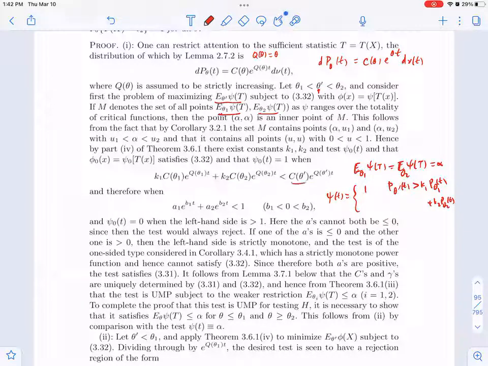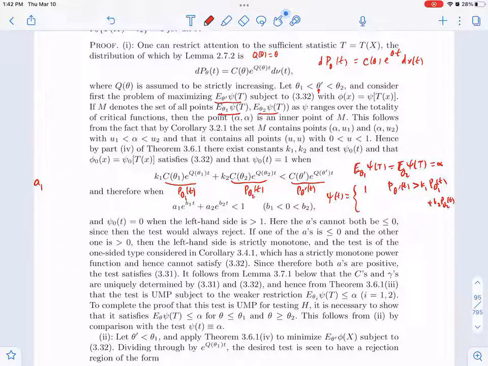So that's P theta prime of T, that's P theta 2 of T, that's P theta 1 of T, okay? So we're going to reject when this happens, and then you can divide by P theta prime of T. So forget about the C's, these are constants, absorb them. So you get, for example, A1 e to the Q theta 1. I'm assuming that Q is theta.